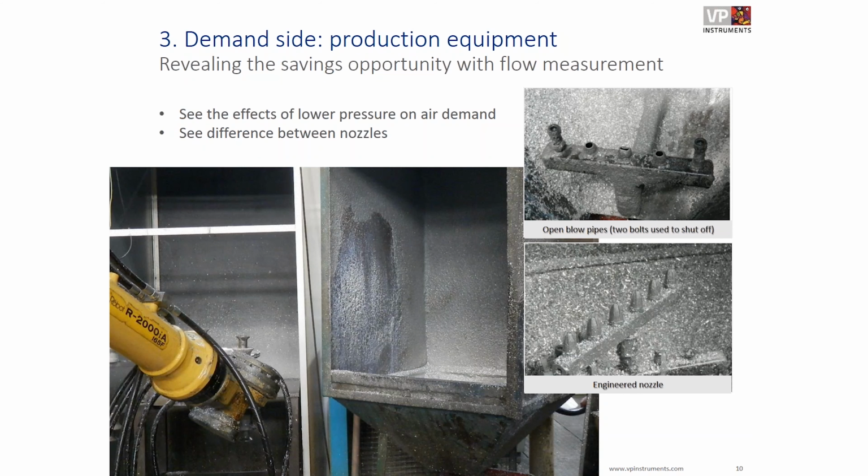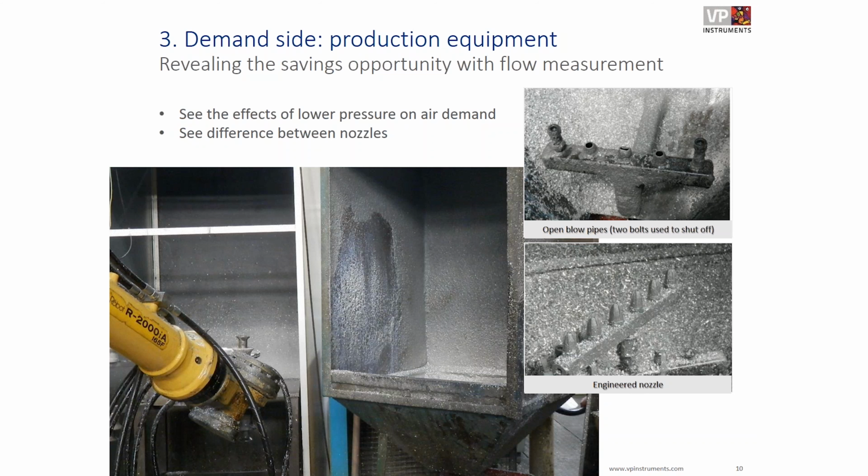Another way to use flow, pressure, temperature sensors is to look at downstream production equipment, very specific, zoom into one machine. In this case, there was a client that had a robot which was used to clean off the flakes of metal parts from automobile wheel rims. And they used these nice homemade nozzles, you see at the right top corner. And they thought they were doing a pretty good job.